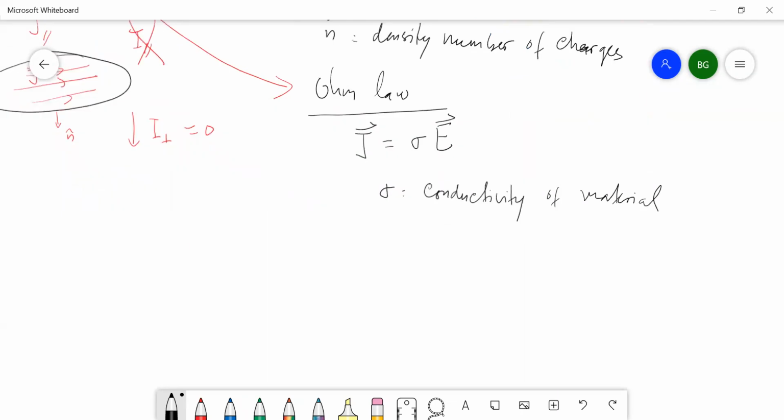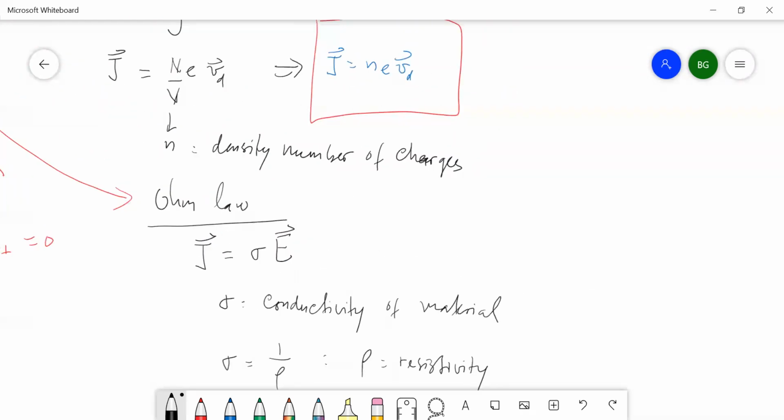Okay. So sigma here is 1 over rho. Rho is resistivity. Somehow we have a greater conductivity if the resistivity is small. So for an insulator, rho is bigger, so the conductivity becomes smaller.